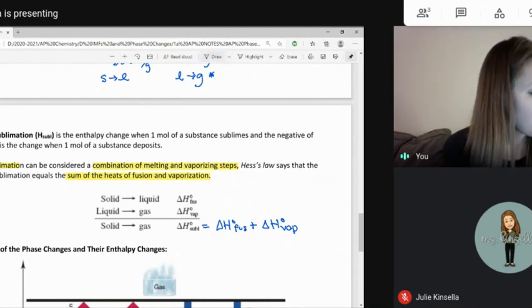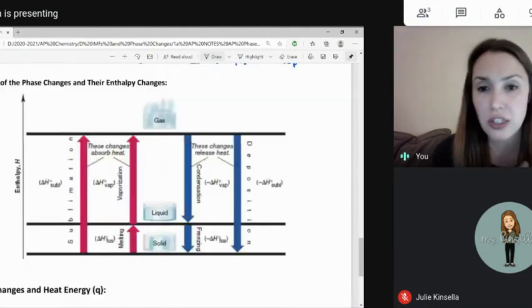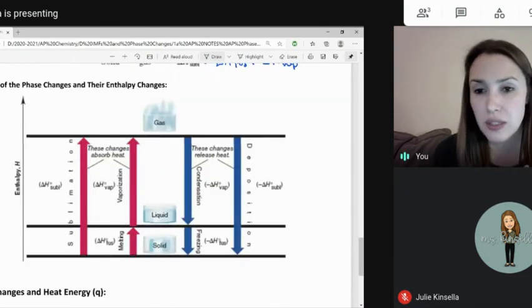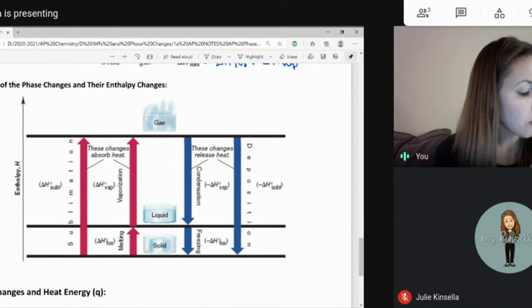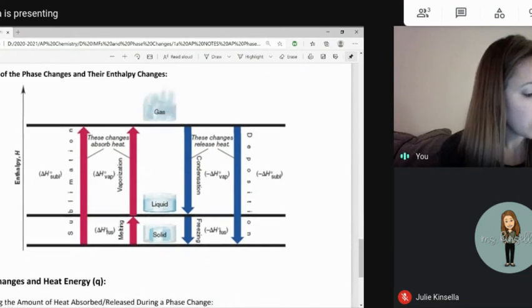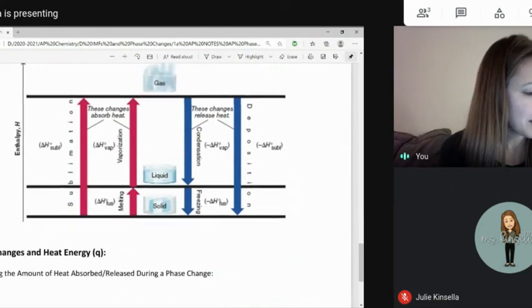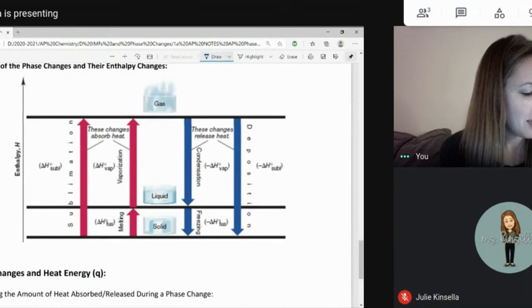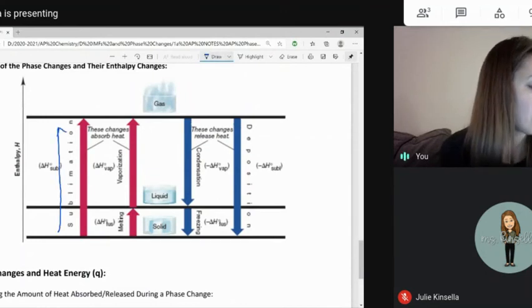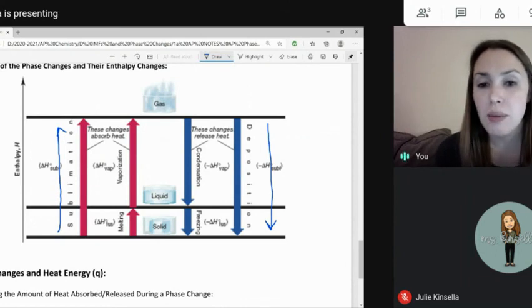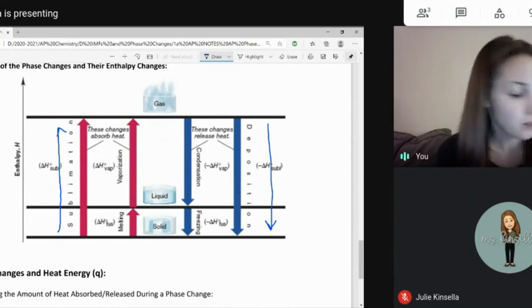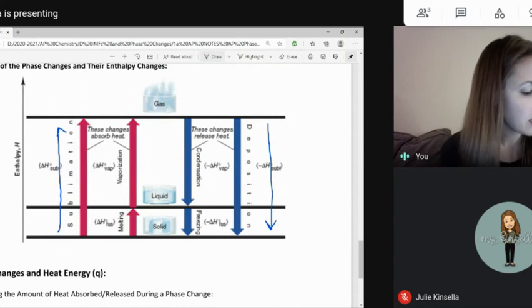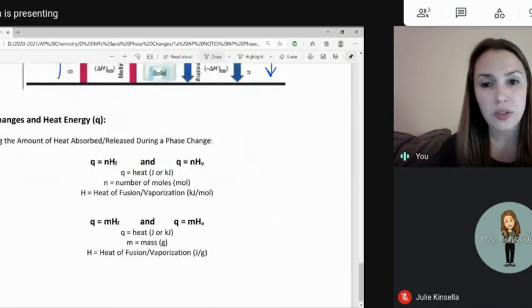All right, just a little bit more. This is the summary of the phase changes and their enthalpy changes, in terms of our endothermic ones, which increase the energy as they absorb heat, moving in this direction. And then all of our exothermic ones, which move down in terms of enthalpy, showing you the relationships between the two.